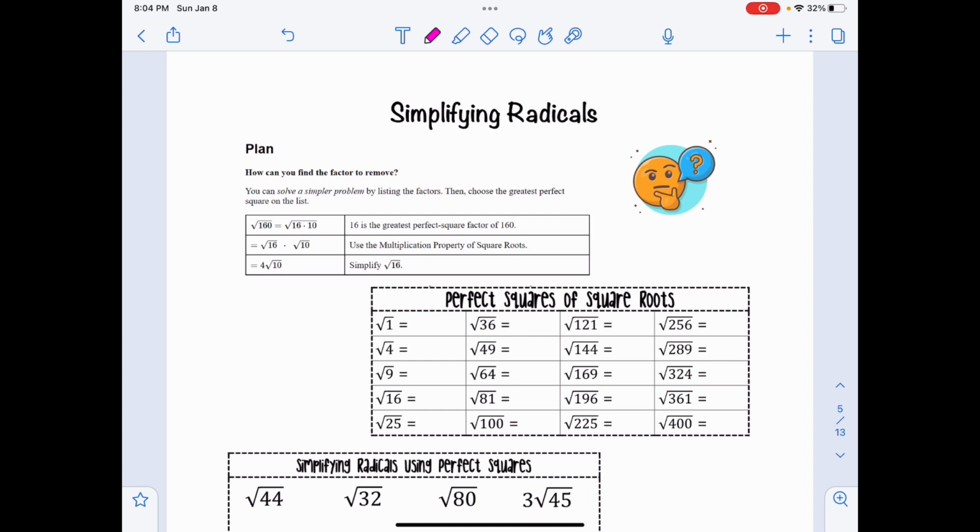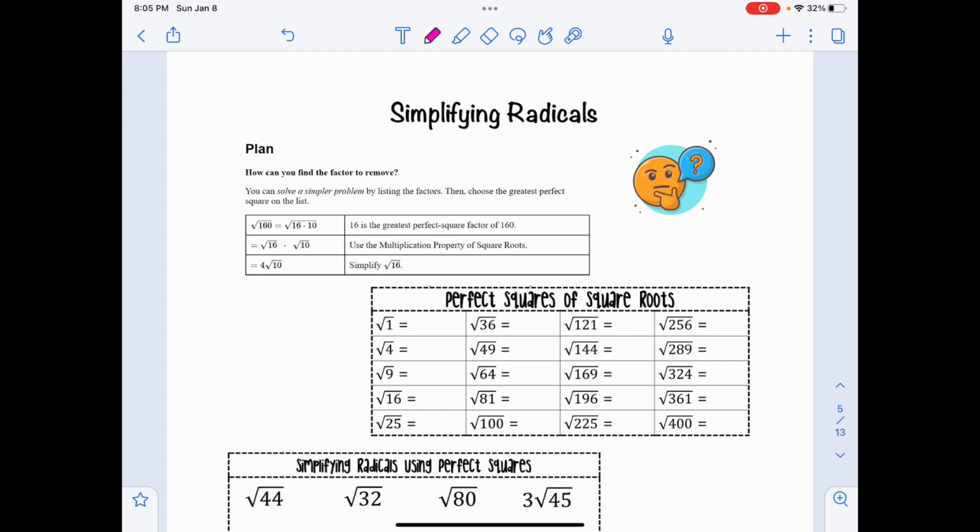Okay, so now we're ready to talk about simplifying radicals. When we're simplifying radicals, it's a lot like simplifying fractions. When you're asked to simplify a fraction, you're not looking for the decimal value. You're not punching it into your calculator. You're just simplifying it down to its lowest terms. And when we do that for radicals, again, we're not concerned about the decimal value that your calculator tells you.